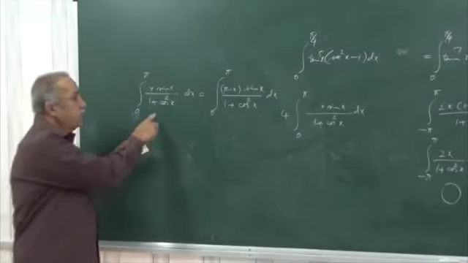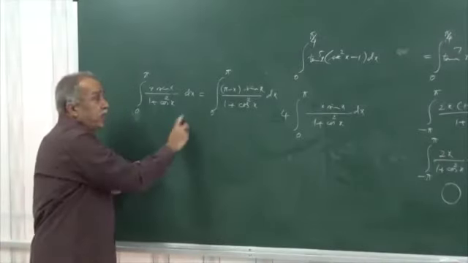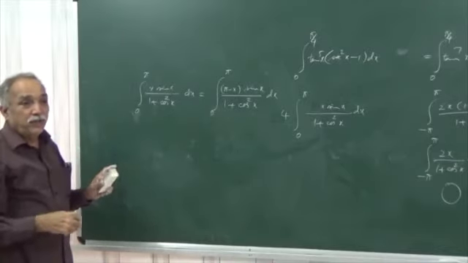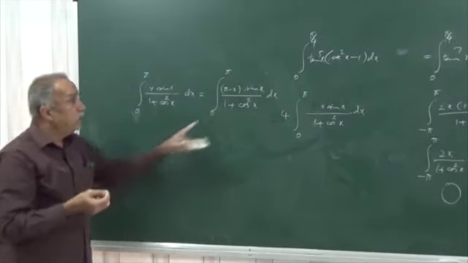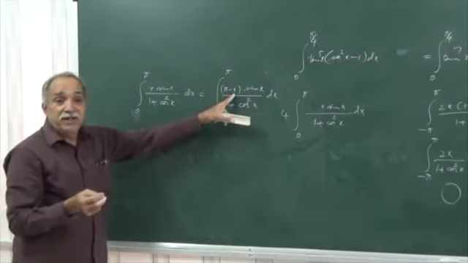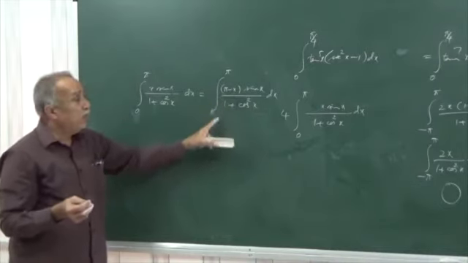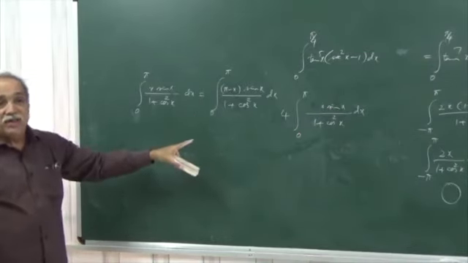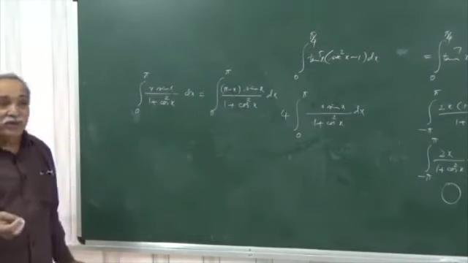Add. This is I1, this is I2. They are equal. Each is equal to I1 plus I2 by 2. While you add I1 and I2, the part containing x will get cancelled. You will be left with pi sin x by 1 plus cos square x, which is easily integrable through substitution cos x equal to t.